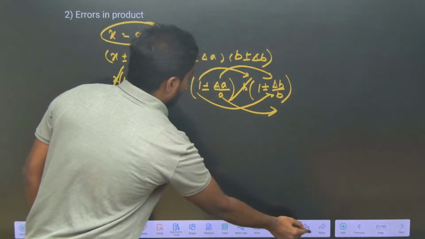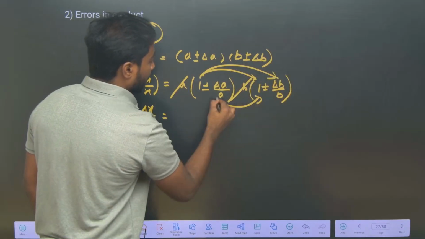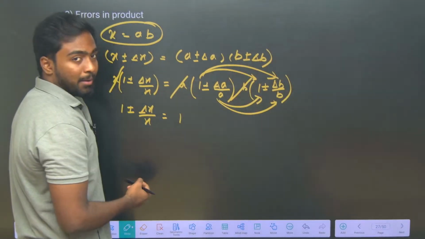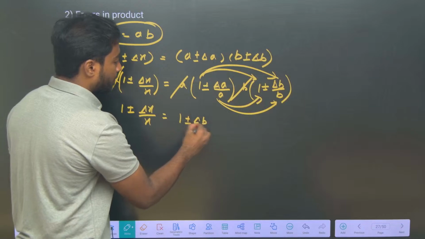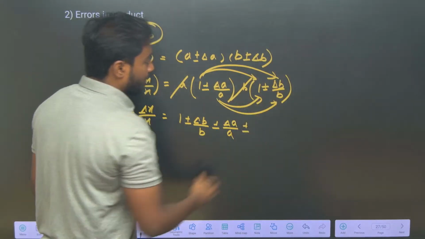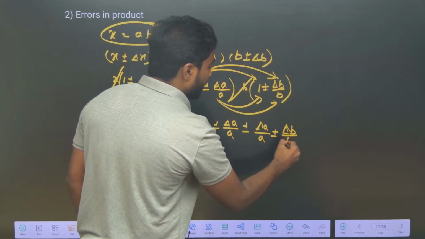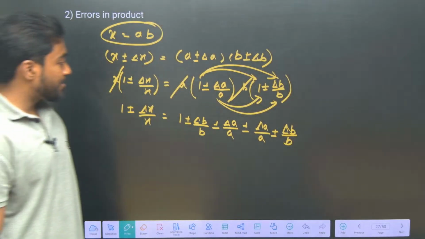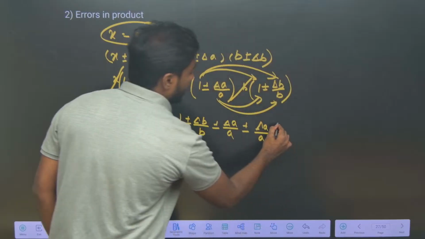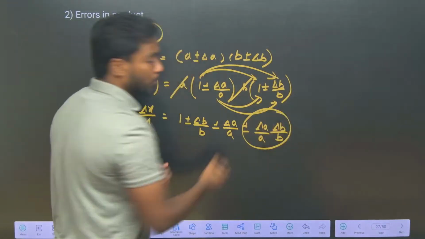Okay, so, 1 again for this one and this one. Now it's clear, no? So 1 into 1 is 1, 1 into plus or minus delta b by b is plus or minus delta b by b, again plus or minus delta a by a, and plus or minus delta a by a into plus or minus delta b by b. So when I see this term, it is delta a by a into delta b by b. Now it's clear, no? Notice this term.